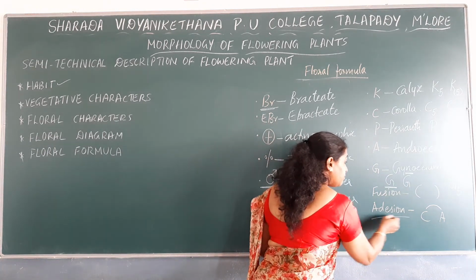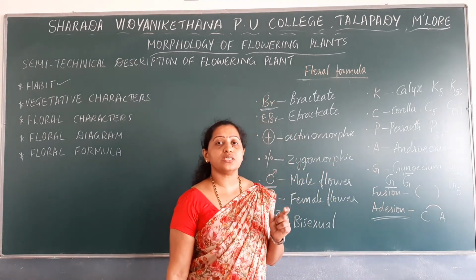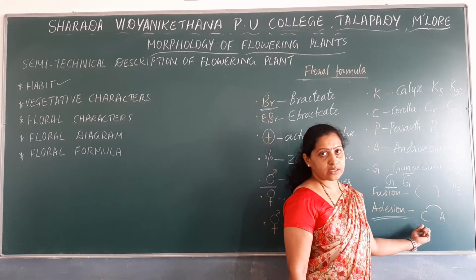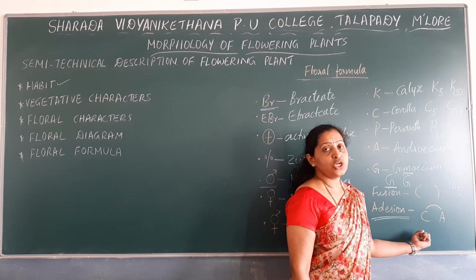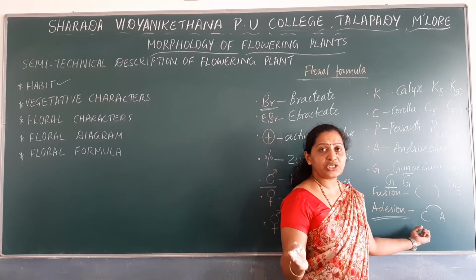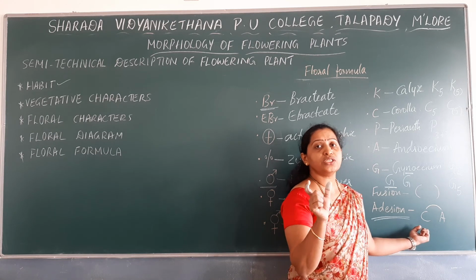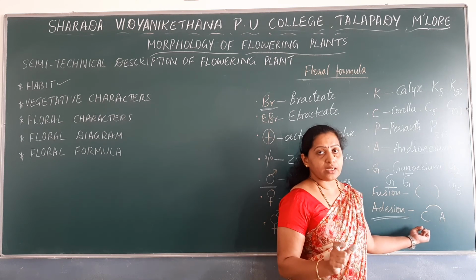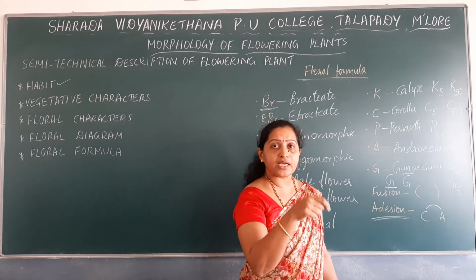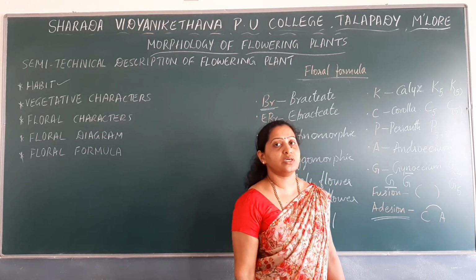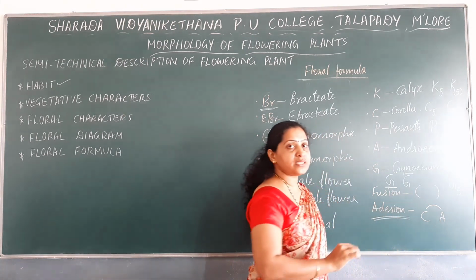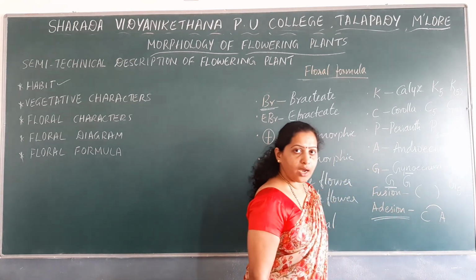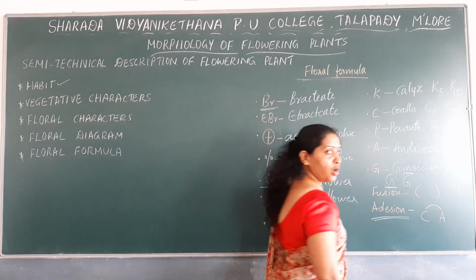Sometimes in some flowers, you will come across a condition where the stamens are attached to petals. What terminology do we use to describe this condition? It is known as epipetalous. Epipetalous means the filament of the stamen is attached to the petal. It is usually represented by an arc between androecium and corolla.